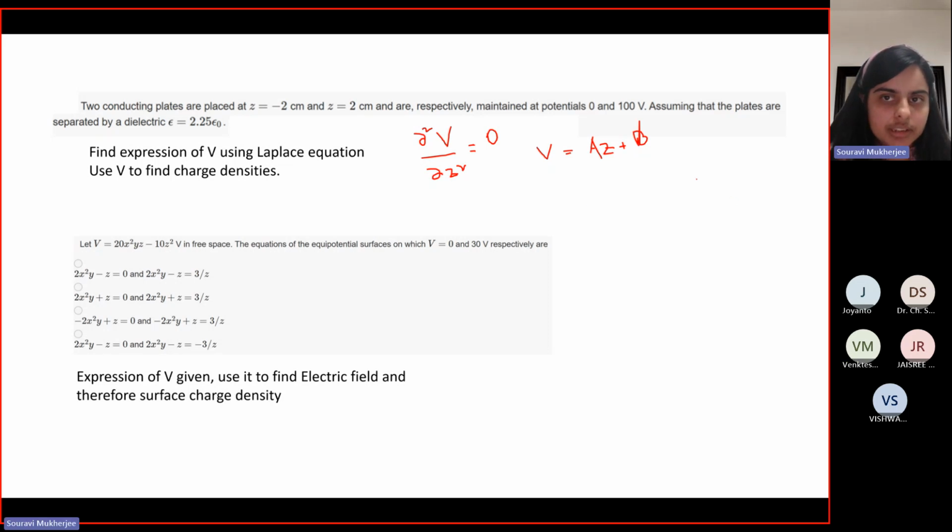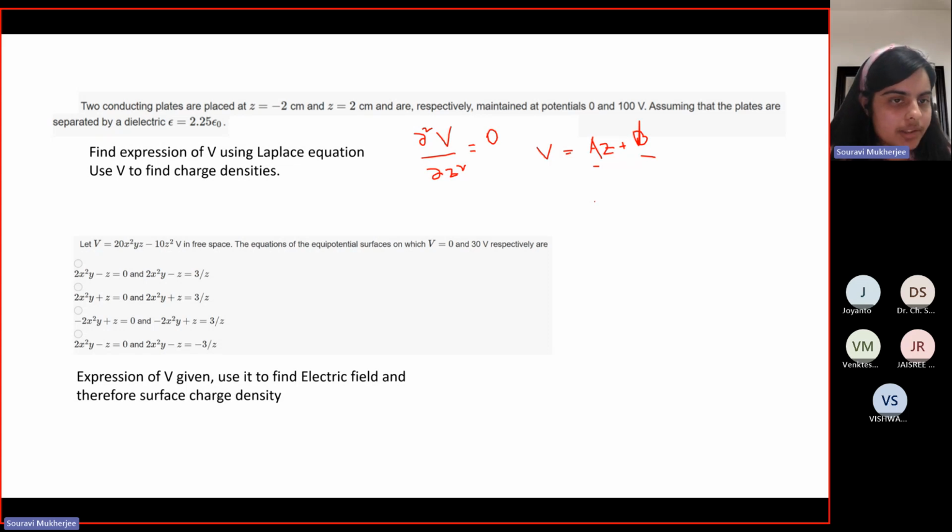So now, using these two boundary conditions, you know what A is, you know what B is. So you know the potential. That gives you the answer for the first question. The second part is how to use V to find charge densities. Right? So in order to find charge densities, what do we have to do?